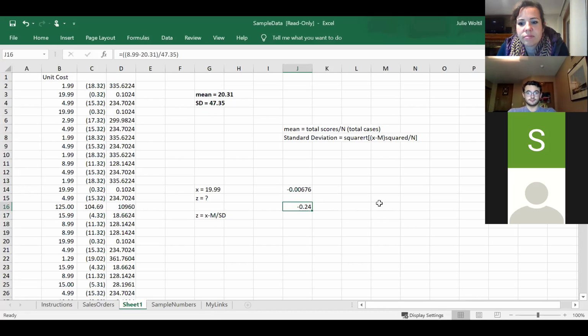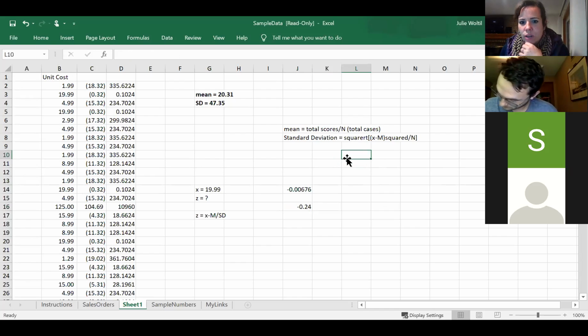On the left side of the distribution again, but a little further away from the mean than the last one. Yes. So again, this number falls to the left of the mean because 8.99 is smaller than the mean of 20.31, but it's still quite close to 0. So now we've had two numbers, 8.99 and 19.99.